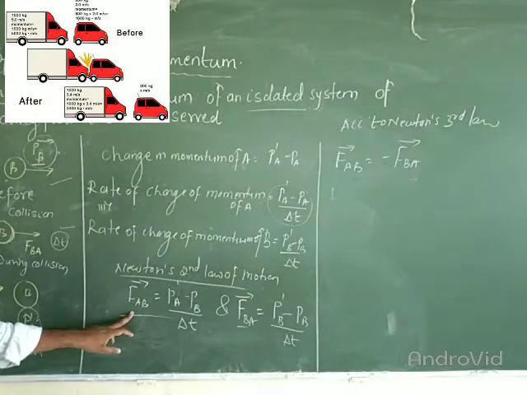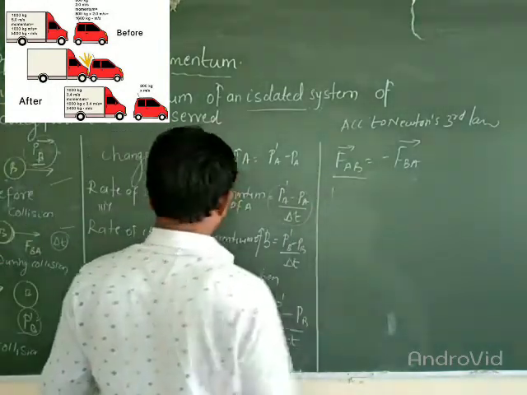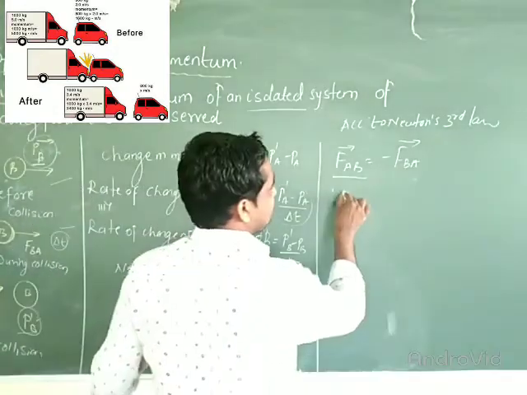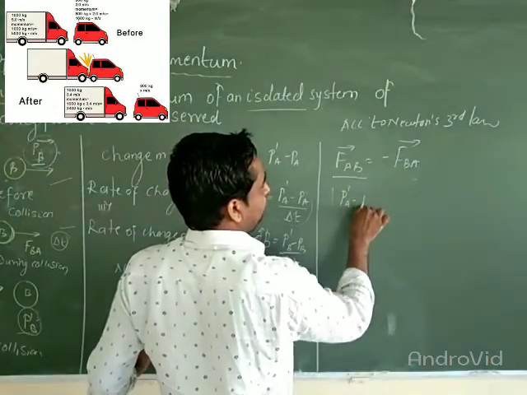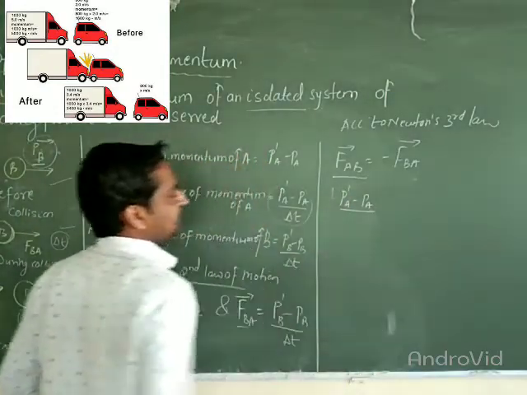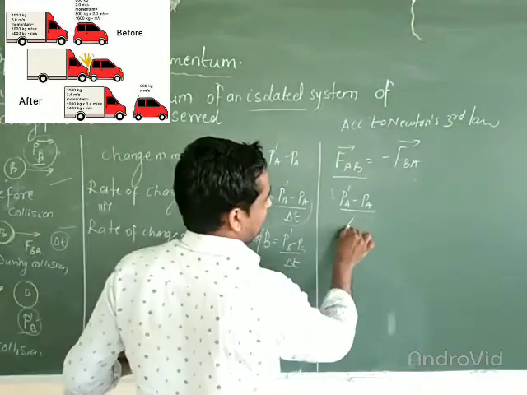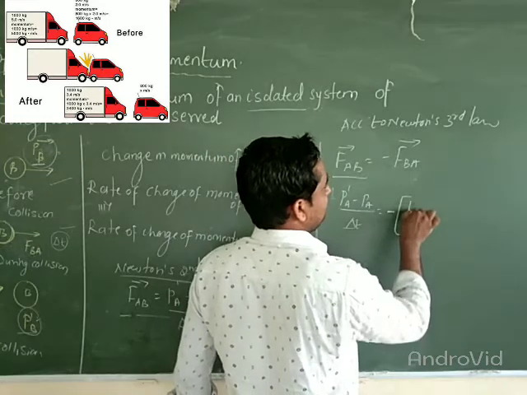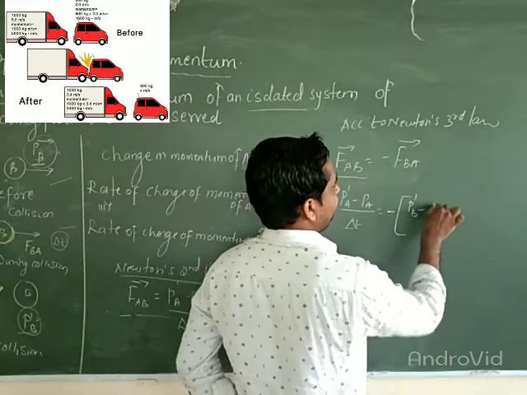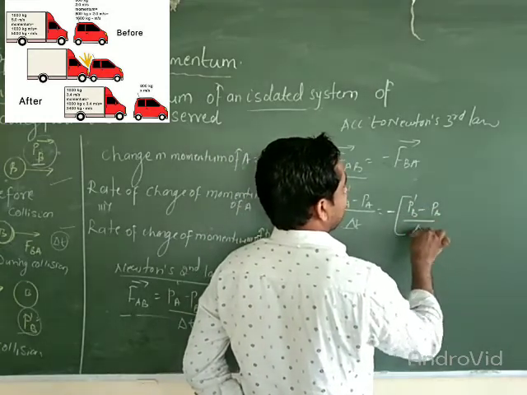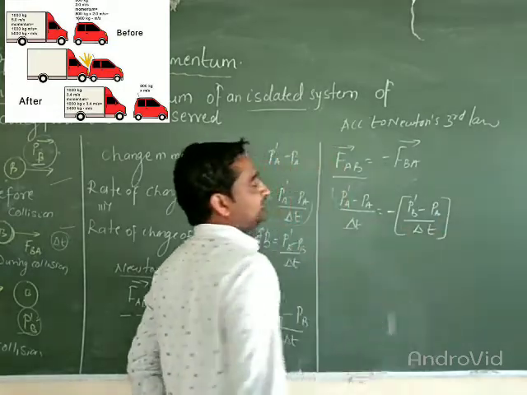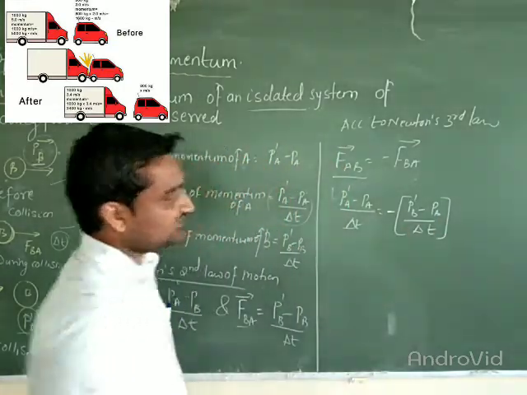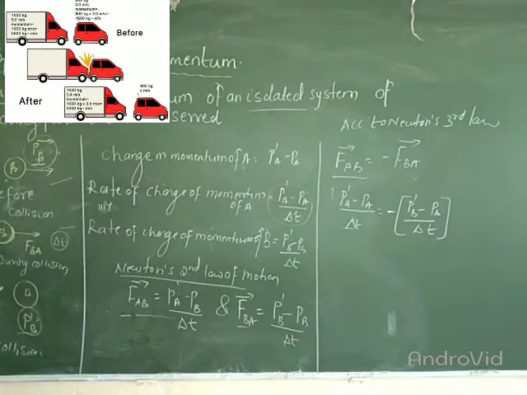Now substitute here. FAB is equal to what? FAB is equal to P dash A minus PA divided by delta T. And this is equal to minus P dash B minus PB divided by delta T. Now, just rearrange the terms and simplify it.